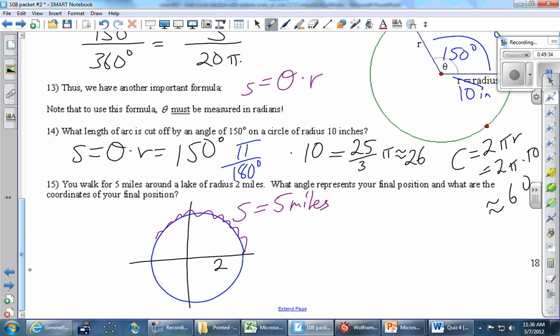And again, our magic formula is this S equals theta r. The theta that we're interested in is what angle did you actually walk around this circle? So what was S in this example? That's 5 miles. And theta, I don't know yet. And then R is 2. So do we agree with Garrett's? You said 2.5 radians. Is that right? Yeah. So that's it. You walked 2.5 radians. S divided by R, 5 divided by 2.